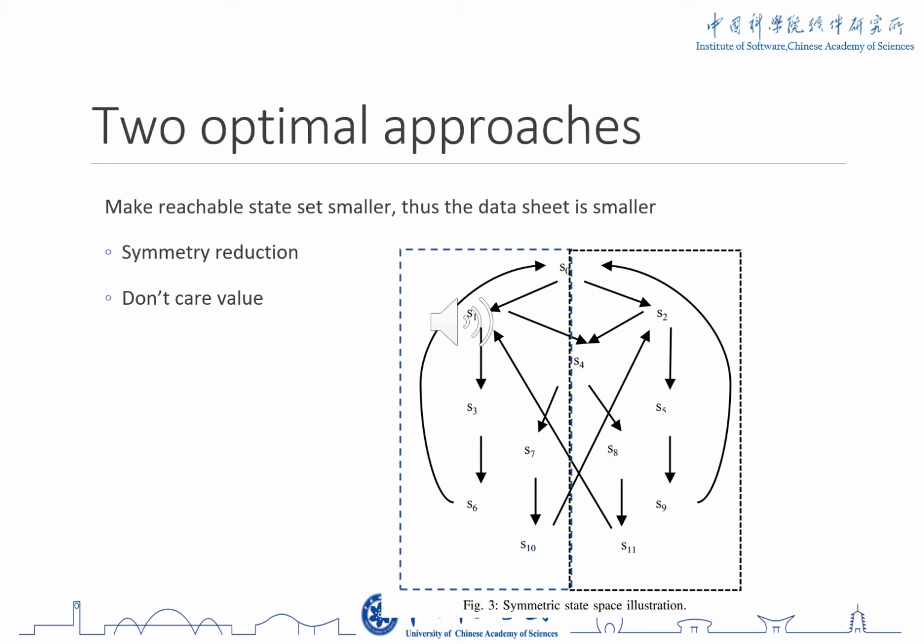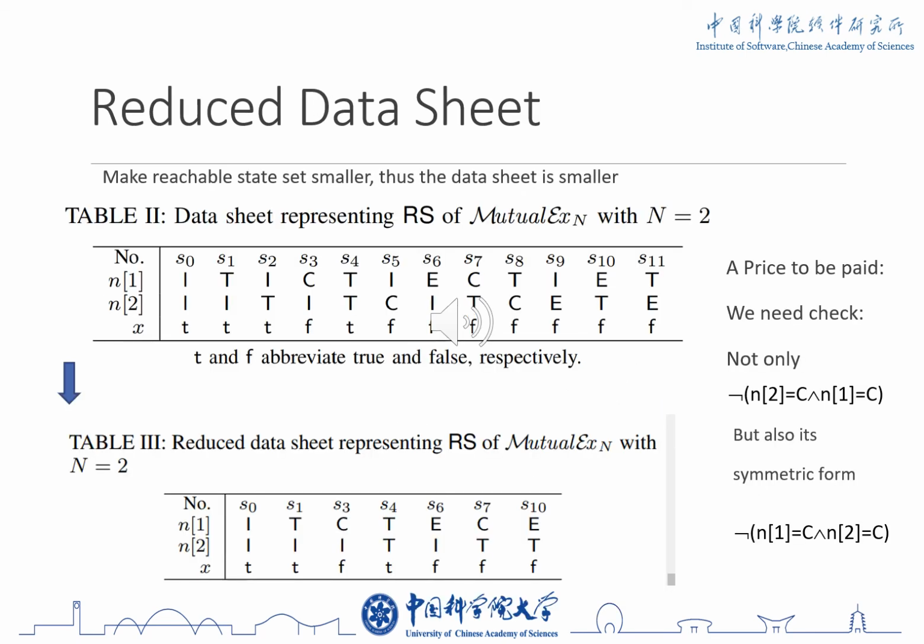We can adopt 2 optimization approaches to make the datasheet smaller, then learn invariants quickly. One is to take advantage of the symmetry of the reachable state set. Secondly, we can use don't care values to reduce the datasheet further. After adopting the symmetry reduction strategy, the state space reduces from 11 elements to 7 elements. But we need to check not only a concrete form, but also its symmetric form.